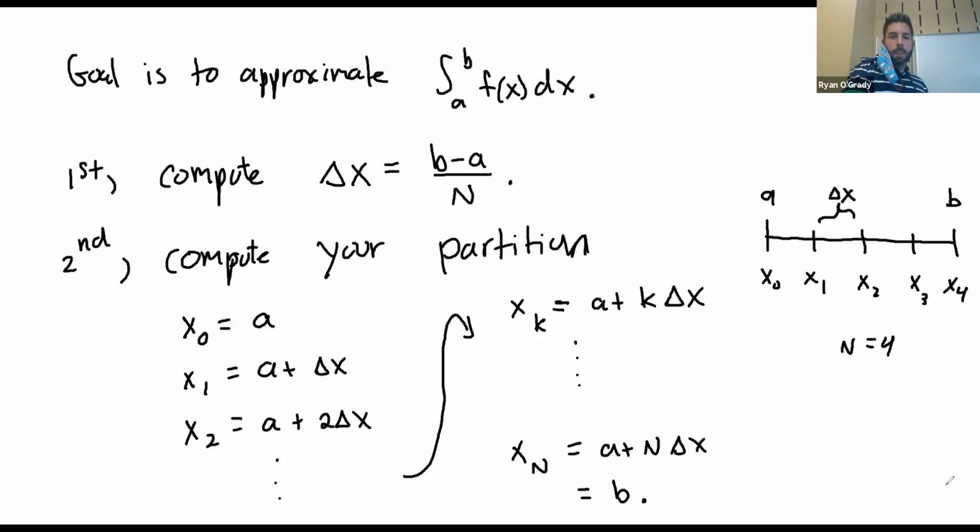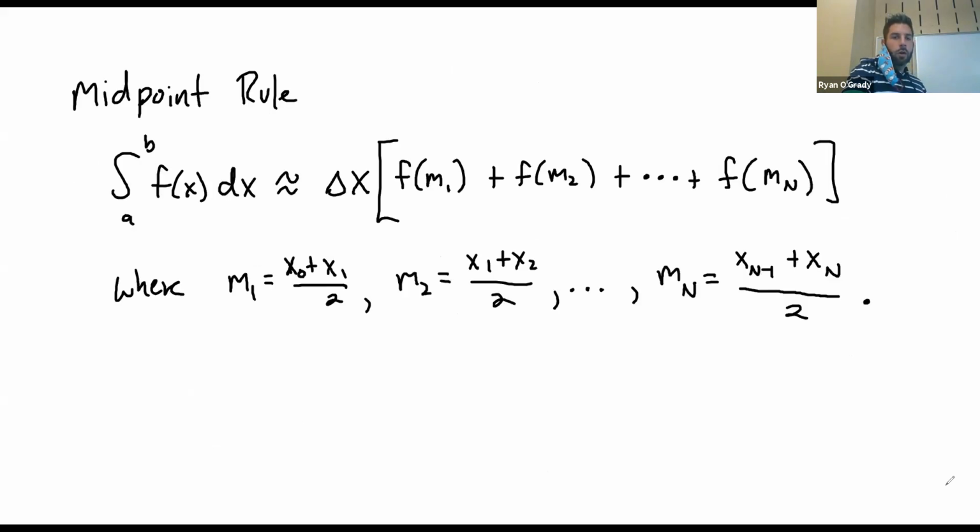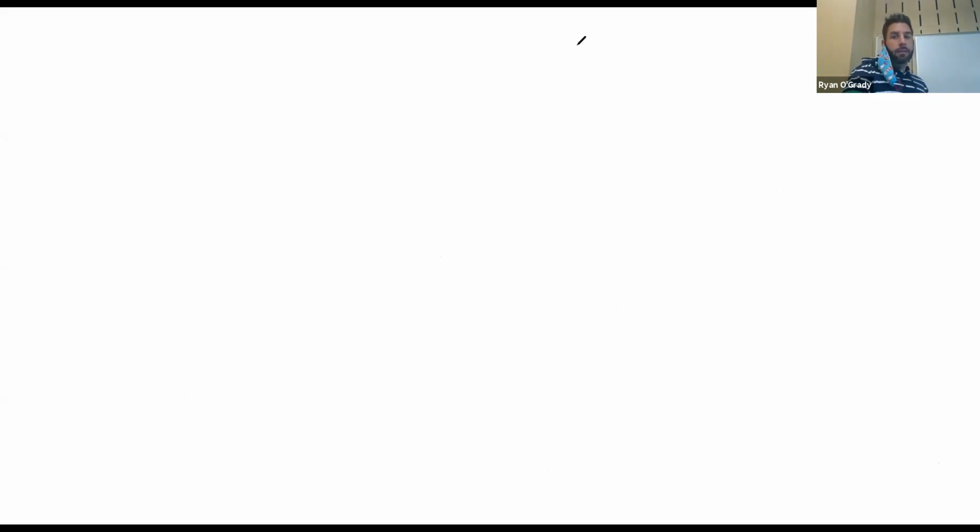Okay, so those are the three rectangle rules. Now, what we talked about at the end of last week were these more, I don't want to say sophisticated because they're not really, but the idea was that we can cut down on error by using trapezoids instead of rectangles.